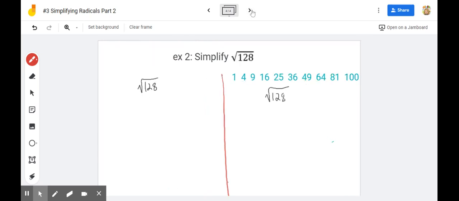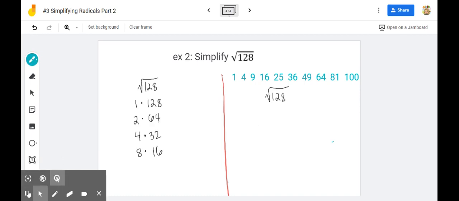So let's do the last example here. It's a bigger number, square root of 128. So I'm going to do the first method one more time, where we pick 2 numbers to multiply by to get 128. All right, so since 128 is a really big number, we look for our perfect squares.